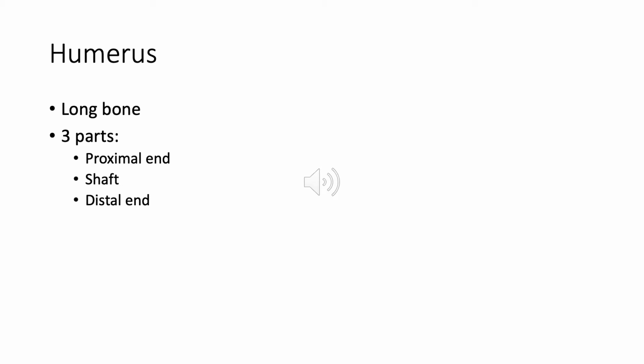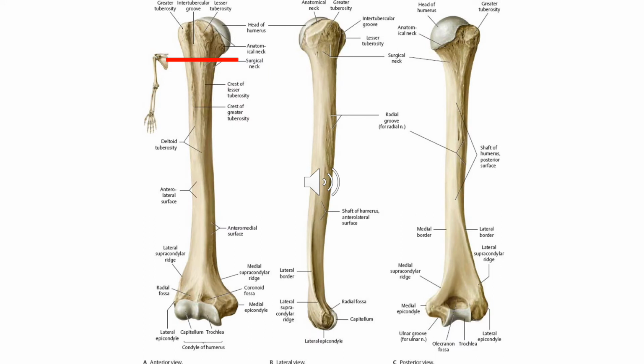It has three prominent parts: the proximal end, the shaft, and the distal end. This is a diagram of a humerus. As you can see, this humerus has three parts. The proximal part is above, the uppermost part. The middle part is the shaft, and the distalmost part is the distal end.